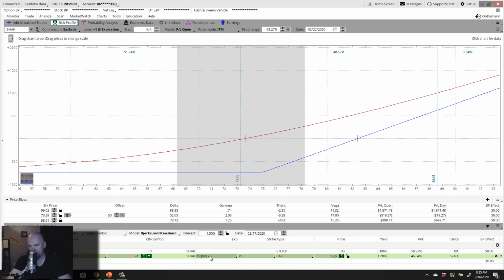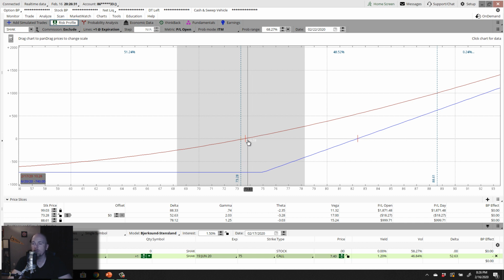Now, in this case, we're looking at the June options, so my break-even on the expiration date is going to be at 75 plus 7.40, so $82.40 is my break-even price. But that's not the break-even price today. The red line represents the value of my position today. Notice the difference between the red line and the blue line. They're very different. Well, what is the difference between them?